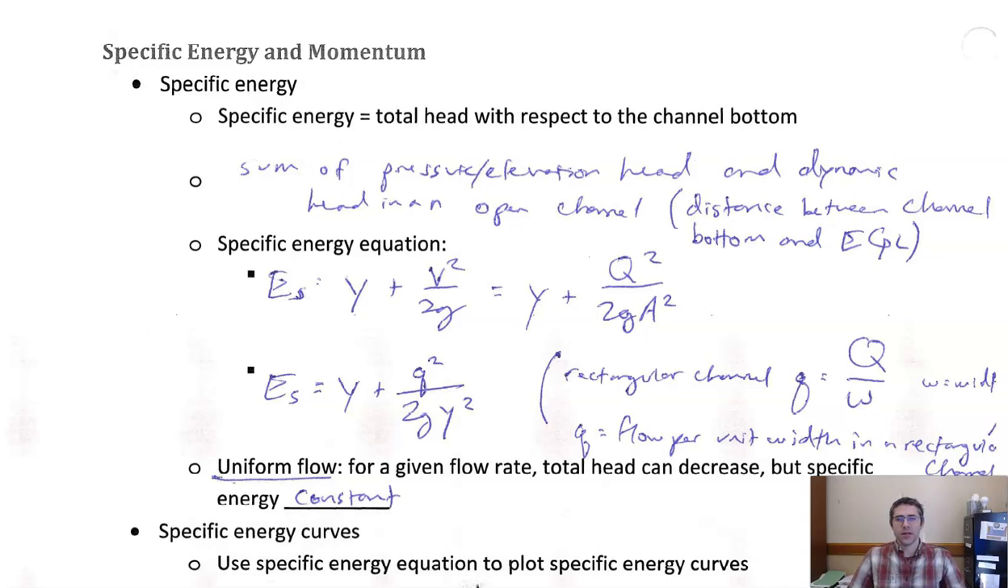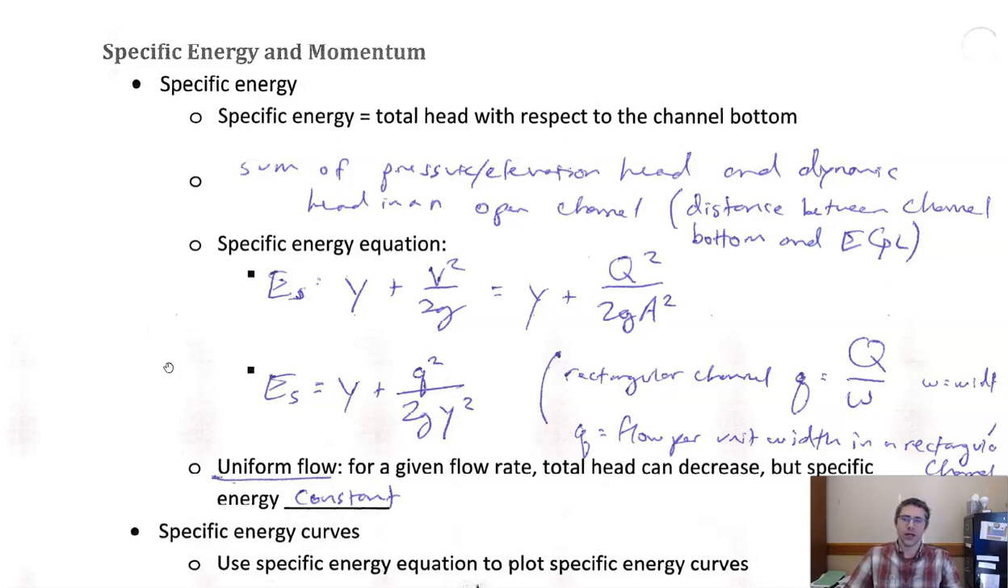We remember the EGL is a plot of the total head with respect to some horizontal datum. Here we're going to be talking about something like the EGL. It's a plot of the total head, or it is the total head, but the datum is the channel bottom, which is going to be in open channel flow almost always sloping downward. So it's the sum of the pressure and the elevation head and the dynamic head in an open channel. It's the distance between the channel bottom and the EGL.